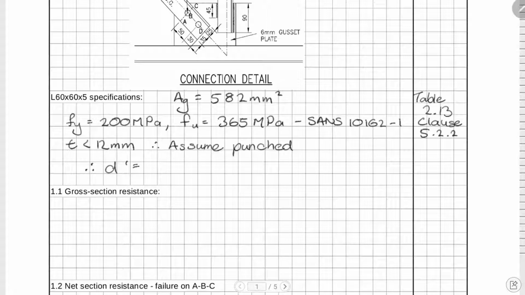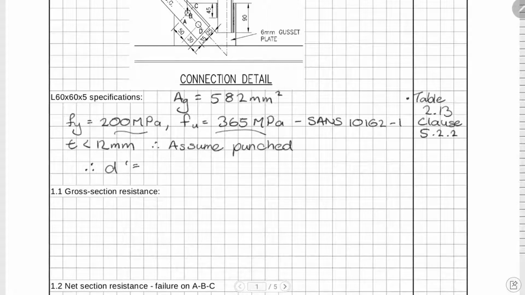We're going to start with the calculations now, looking at the bolted angle. I've already started writing out some of the specifications, the gross area, which we've taken from the Red Book, the South African Steel Construction Handbook. One thing is we've got a yield strength of 200 MPa and an ultimate strength of 365 MPa. That is not the normal steel grade. The normal steel grade in South Africa and many countries in the world is a 355 MPa steel or thereabouts.